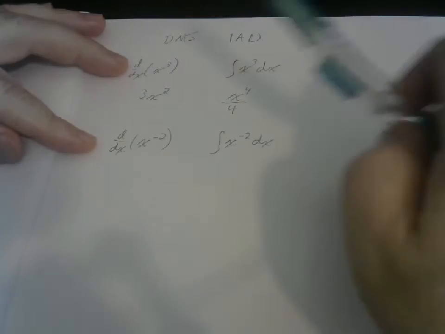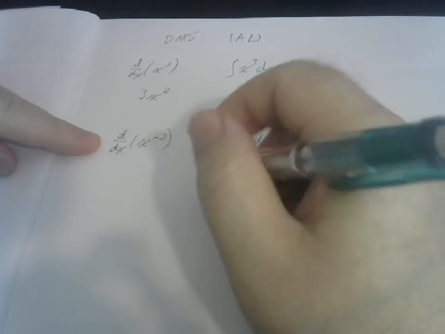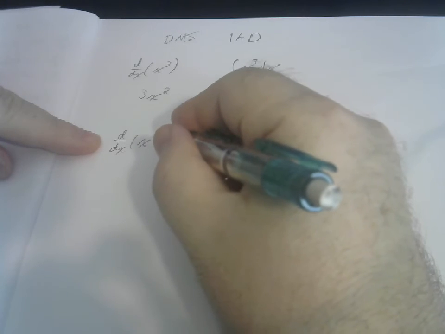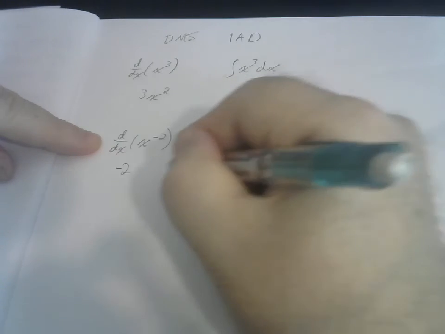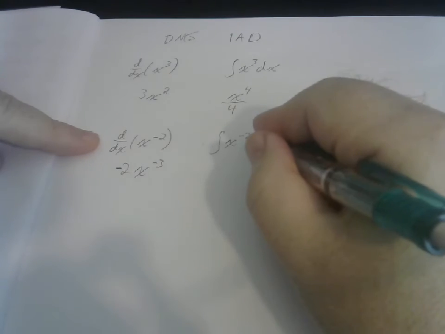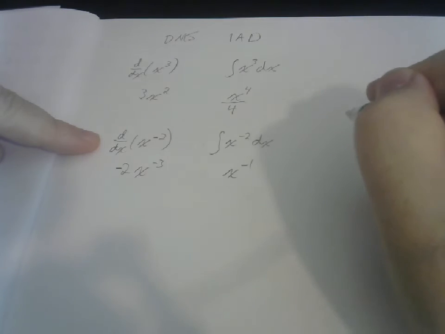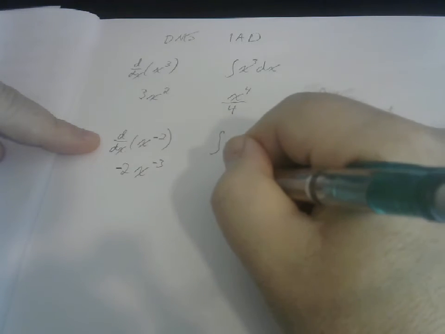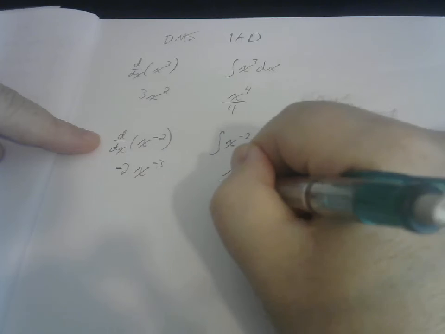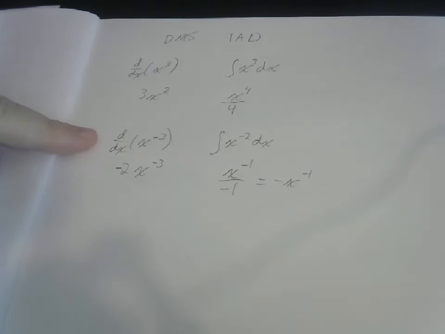In general, that works with negative exponents as well. Derivative of x to the negative 2: multiply, negative 2, and subtract, x to the negative 3. Integrate: add, so x to the negative 1, and divide by negative 1, so that's equal to negative x to the negative 1.